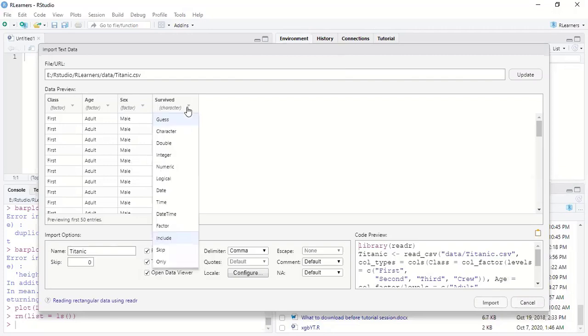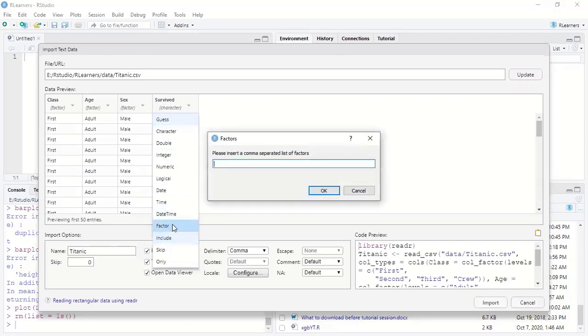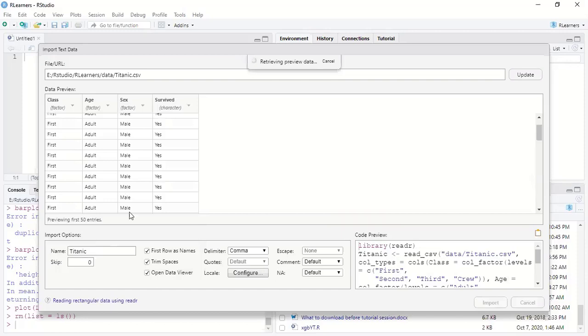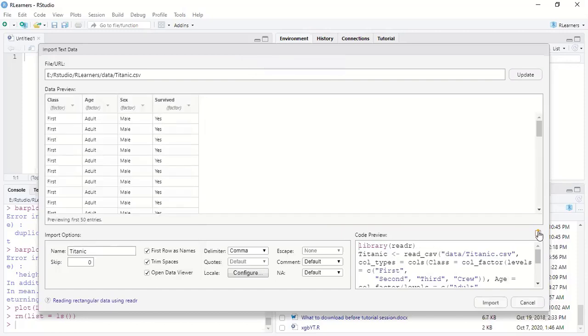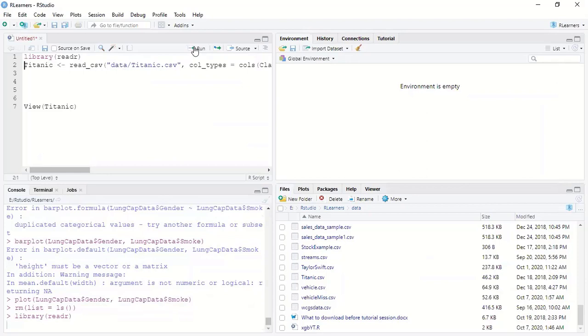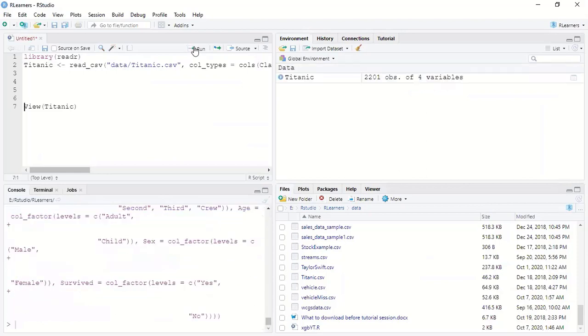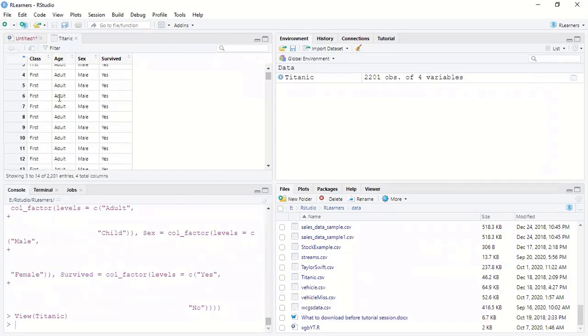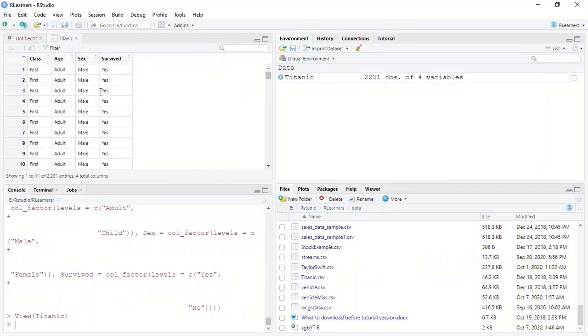Now, when it comes to survival, you either survived or did not survive. So, yes or no. So we want to work with this data. Now let's copy it here, paste it here, and read it. Let's view it. Now this is class, first class up to the crew, age, adult and child, sex, male or female, survived, yes or no.